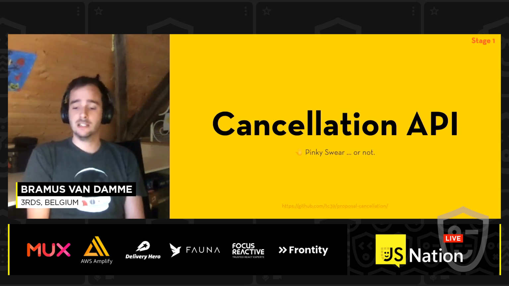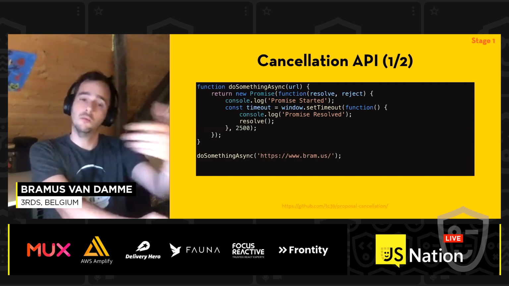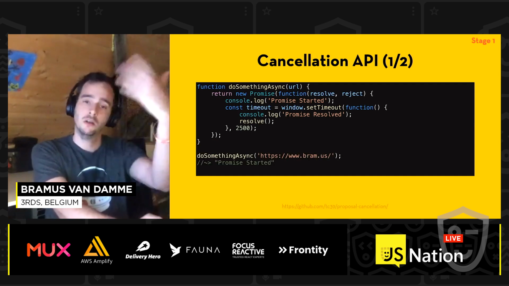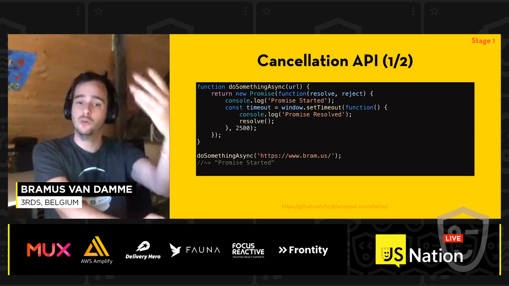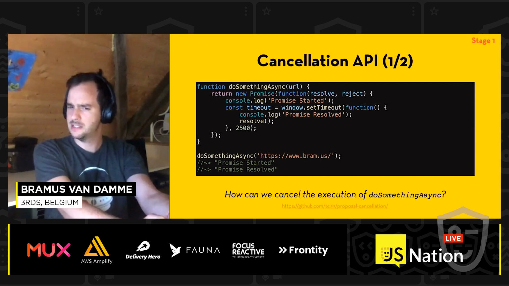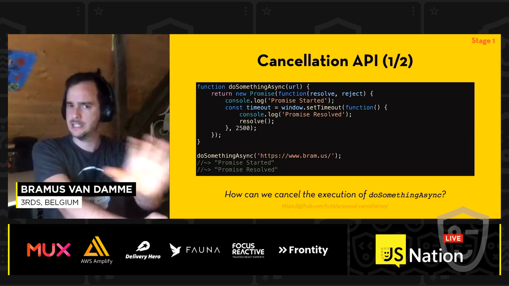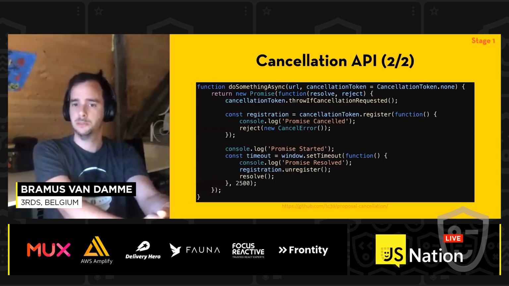Then stage 1, the cancellation API. Say we have a promise here, and we call this function with the promise inside there. First, it will log promise started, and then after 2.5 seconds, it will be promise resolved. But how can we cancel the execution? There's no real way to do it. Well, the solution is the cancellation API, stage 1. Do note the syntax is about to change, but this is how it looks.